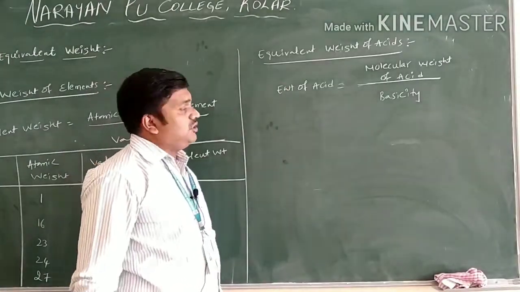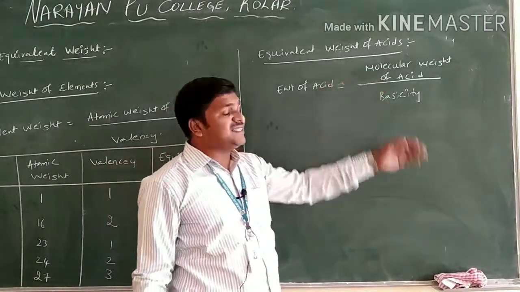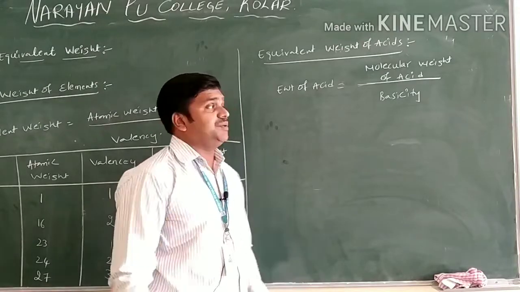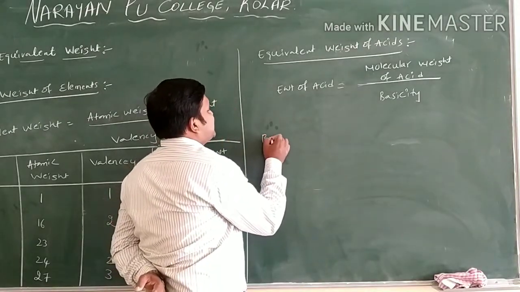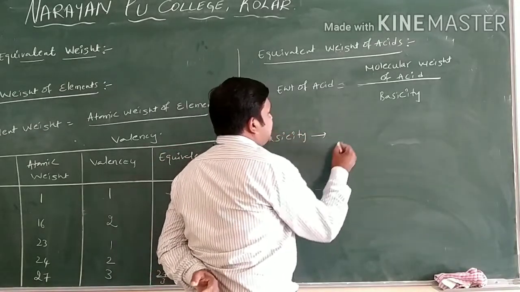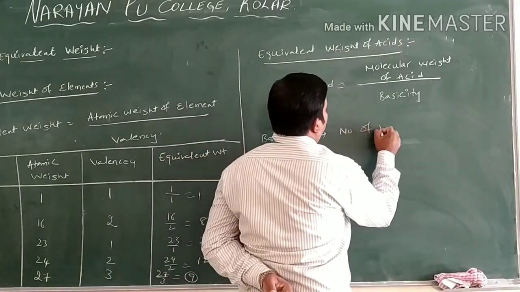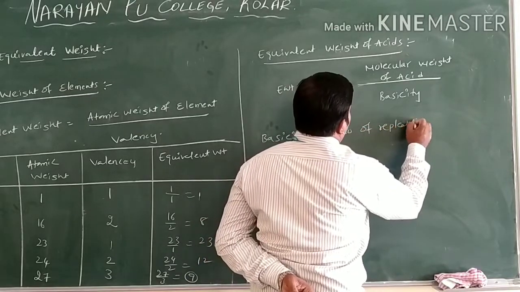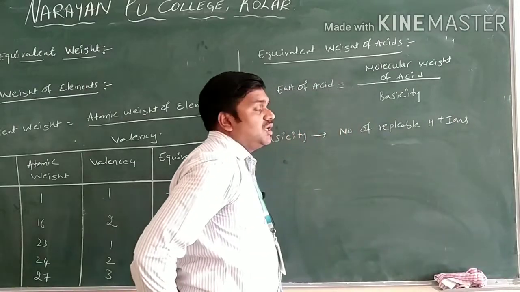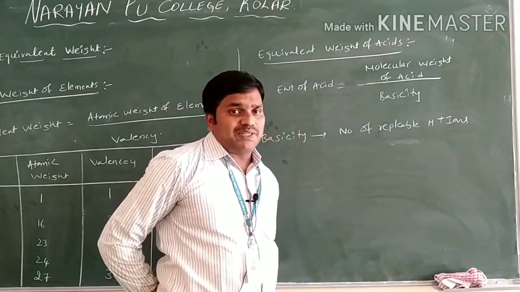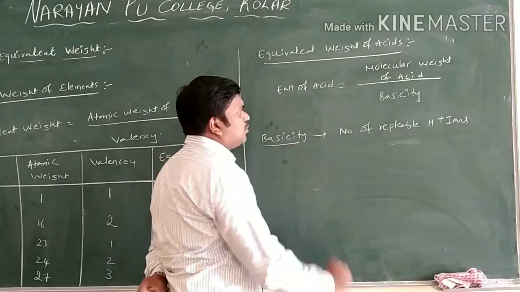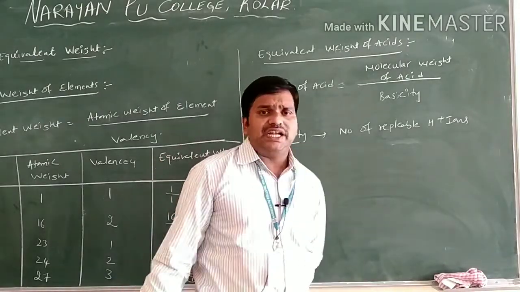So next we have equivalent weight of acid. Equivalent weight of acid is equal to molecular weight of acid by its basicity only. So what is meant by basicity? Basicity means number of replaceable H plus ions only. Because acid gives H plus ions, how many H plus ions are replaced? That is called basicity.